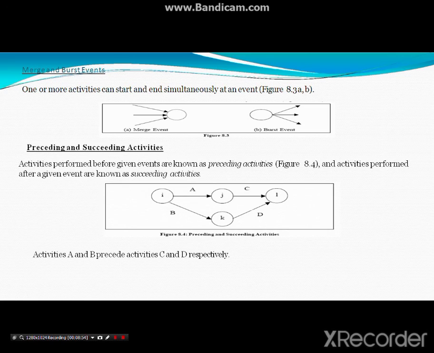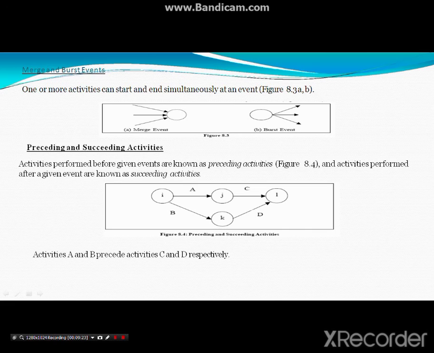Preceding activities I had already discussed with you. What is the previous activity of C? The previous activity of C is A. What is the previous activity of D? B. That is the meaning of previous activity. What is the succeeding activity or successor? After A, which activity is there? C. After A, activity C is there, and after B, activities C and D are there.